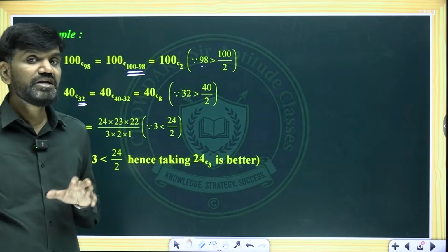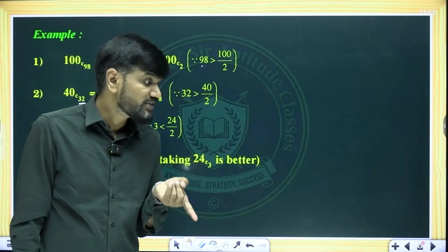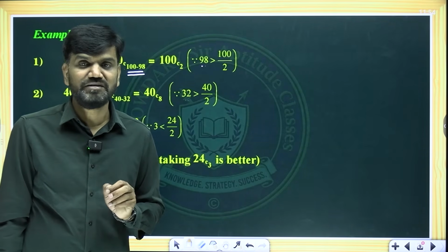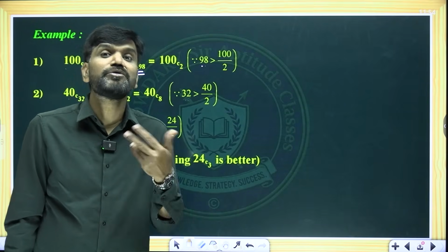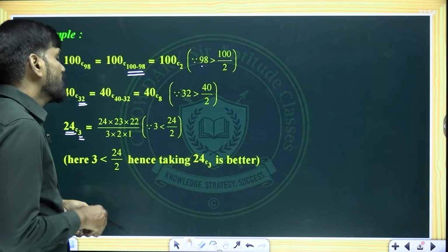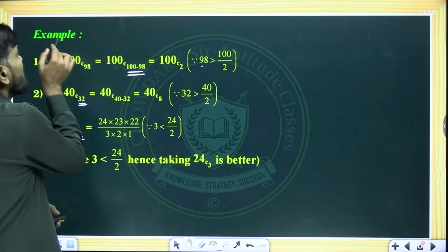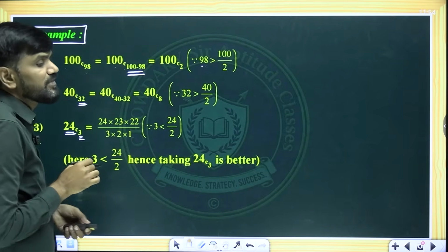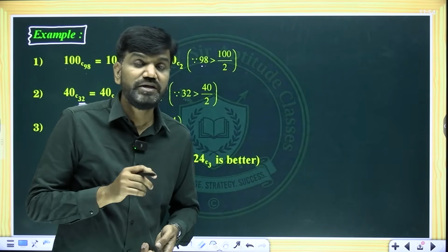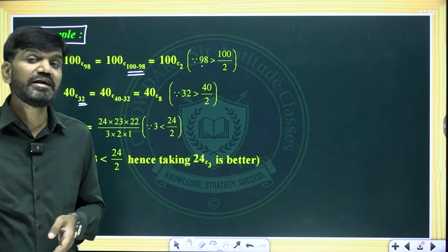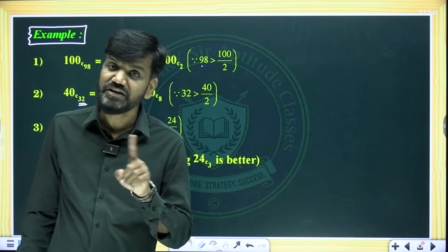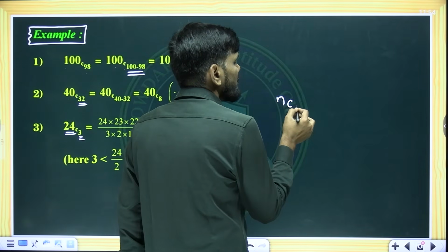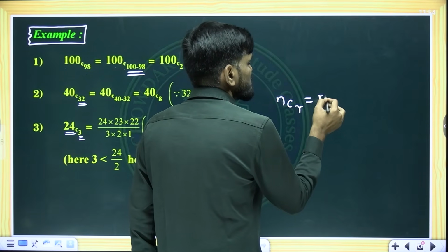So knowing the relation is one part and understanding when to use it is more important. Many people know nCr equals nC(n minus r). The problem with them is they don't know when to use it. So use it only when r is more than half of n. Then only is it recommended to use that relation. That is the basic thing you should remember. So nCr equals nC(n minus r), but when you take nPr, nPr is never equal to nP(n minus r). So only nCr is equal to nC(n minus r).